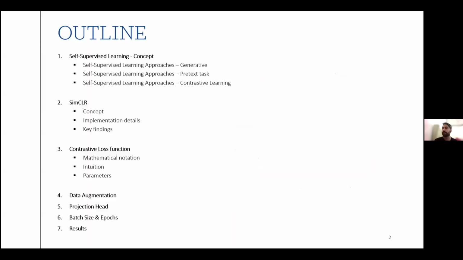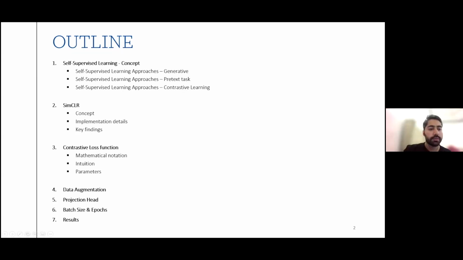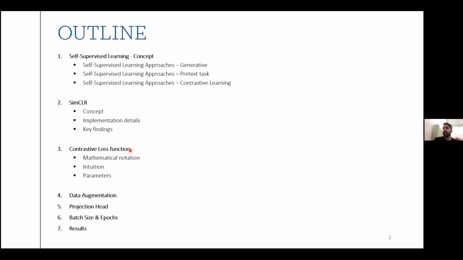Okay, so let's begin. My presentation would look something like this. First I'll introduce the concept of self-supervised learning. What are the approaches? It's generative, pretext task, and contrastive learning. Then I would come to the main concept that they have introduced, the implementation details, and a couple of findings, which include the contrastive loss, data augmentation, projection head, batch size, and epochs. It's a bit of a broad topic, but if you have any questions, please write them down and we'll clear them at the end.